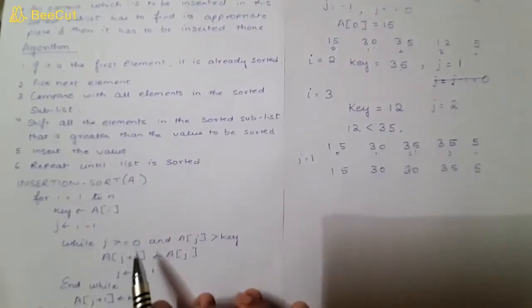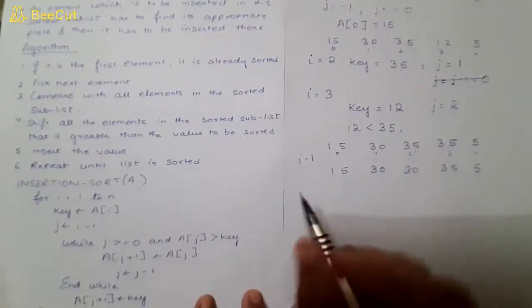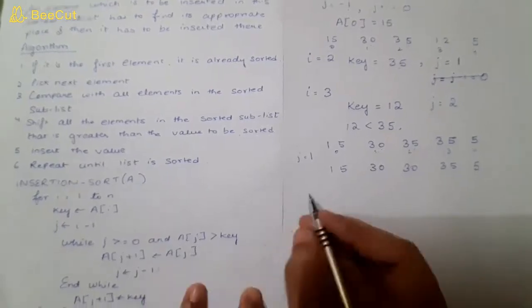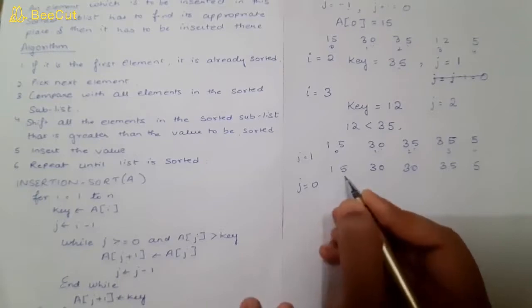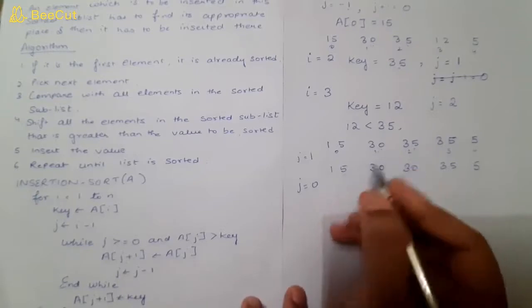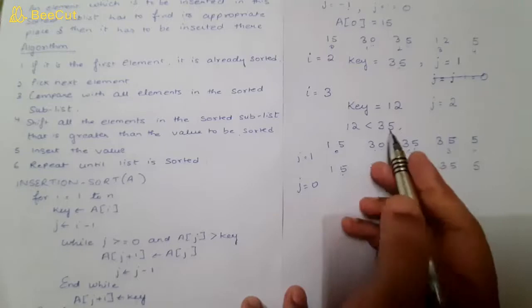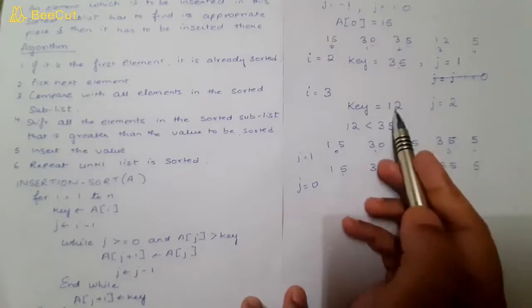See the code over here. See what we are doing? We are decrementing the value of j by 1. See it over here, j will become 0. So we'll compare the value at j equals to 0 with key. So here you are having 15. 15 is smaller than 12 key value.